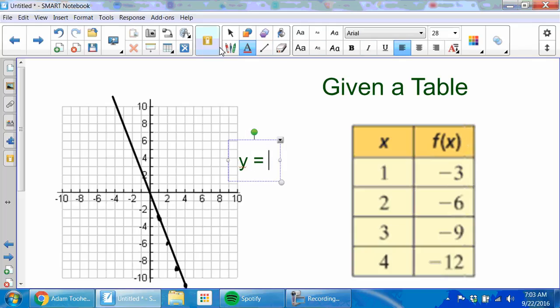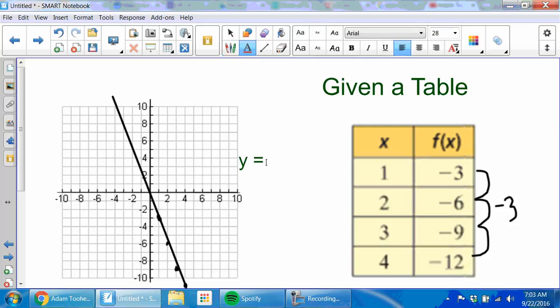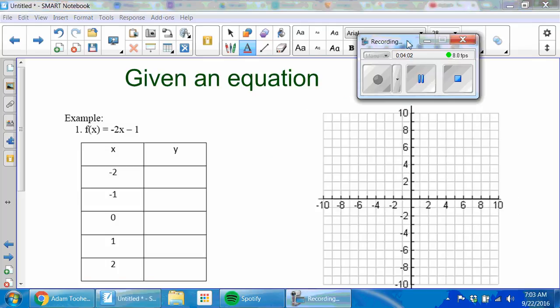So as it's going up here, these are going up by, or down actually, by 3. If they're going down by 3, that means I'm going to multiply by 3. Since they're going down, I'm going to multiply by a -3. And then if I plus or minus anything, it will change the answer. So my function rule will be y equals -3x.